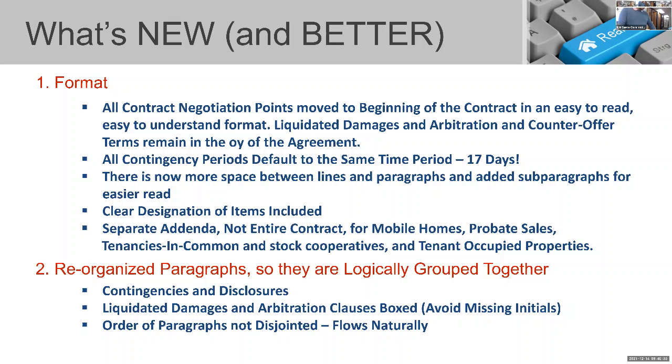We have more space between lines and paragraphs and added subparagraphs to make it a little easier to read. You have clear designations of items included. And we have some structural changes as well with regards to how we deal with mobile homes, probates, tenants in common, stock co-ops, or other tenant occupied properties. We can just use separate addenda if necessary.